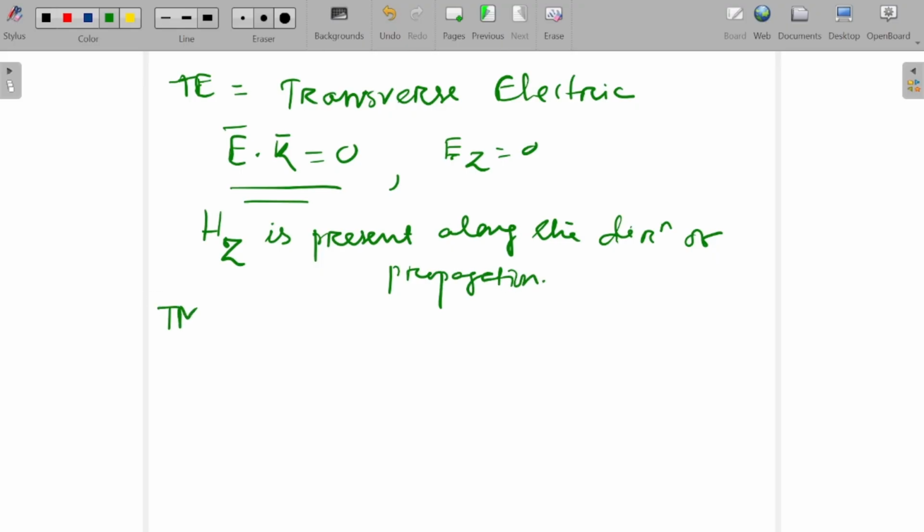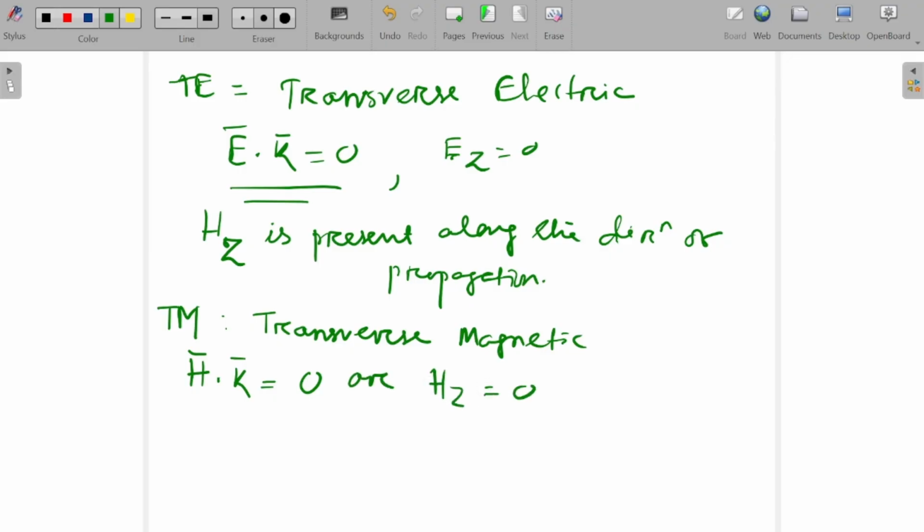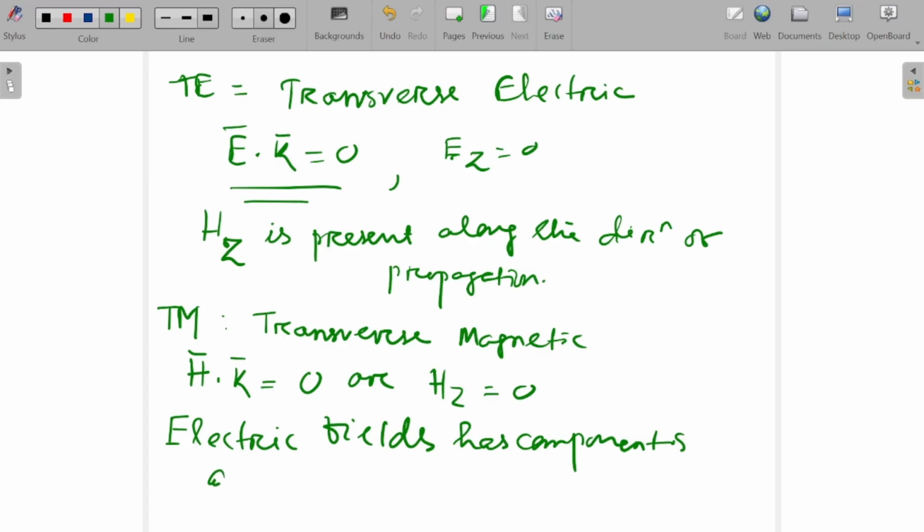And finally, we have another mode that is called TM mode. TM mode is transverse magnetic mode, where the magnetic component in the z direction is 0, that is, Hz equals 0. Okay. And the other field components, like the electric field, have components along x, y and z direction.